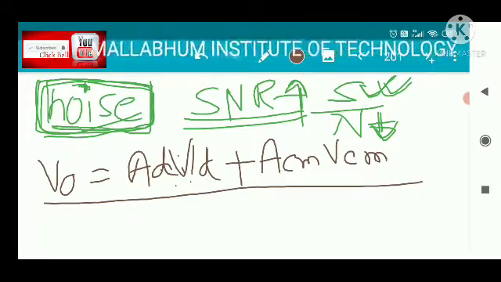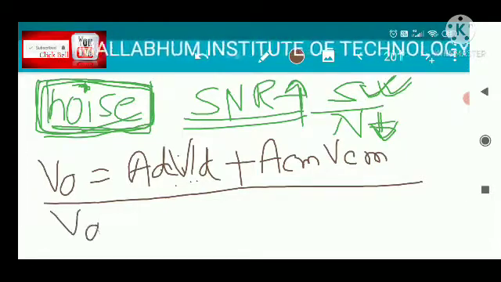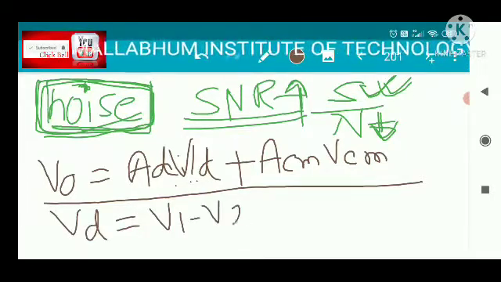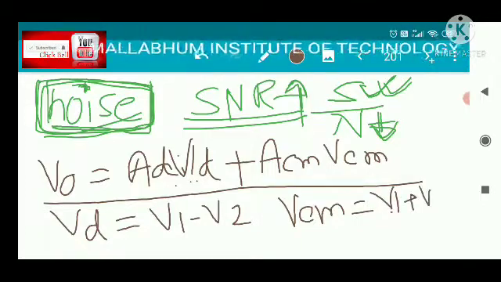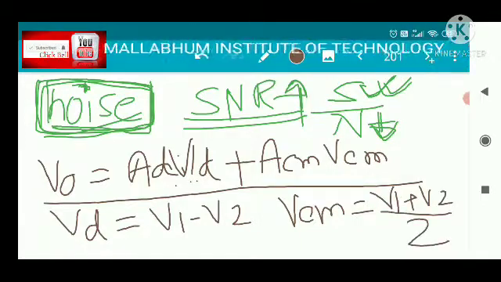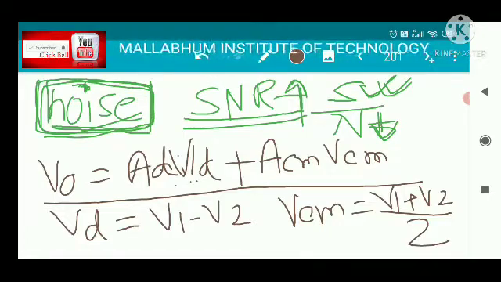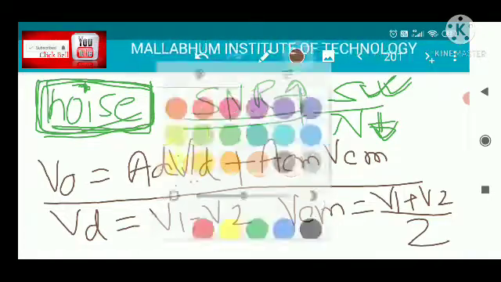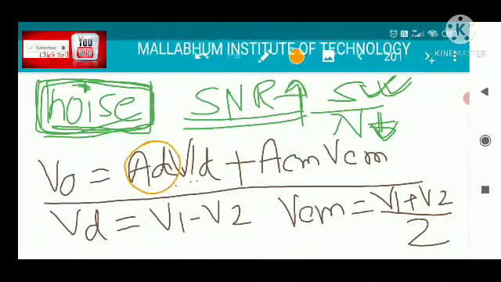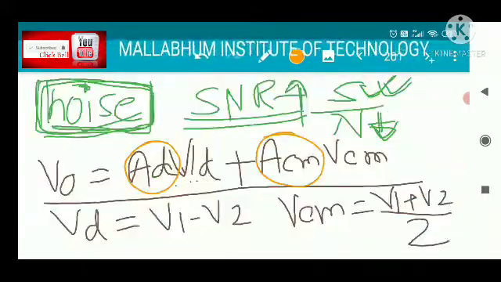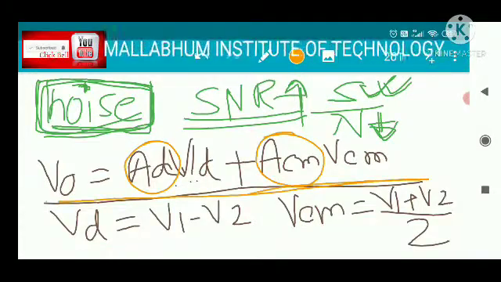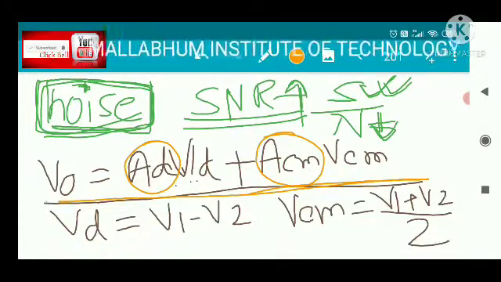VD is the differential input voltage, that is V1 minus V2, and VCM is the common mode voltage, that is the average voltage, V1 plus V2 divided by 2. This is the expression for the practical operational amplifier, where AD is the differential gain and ACM is the common mode gain. Till now we have studied only the ideal equation, but practically this is the actual equation. The operational amplifier output depends on this equation. Hope it is clear to you.